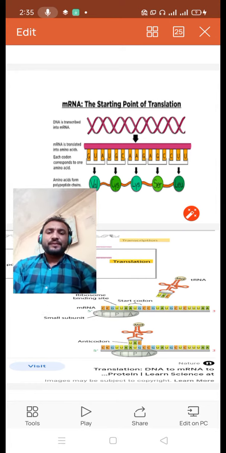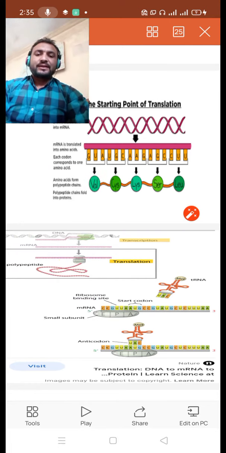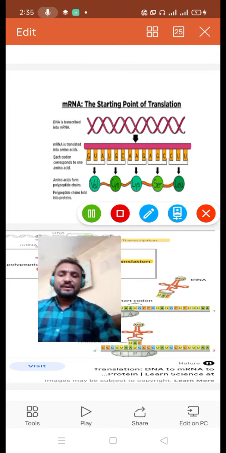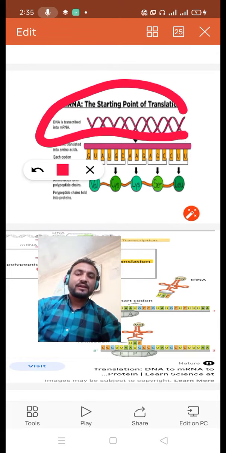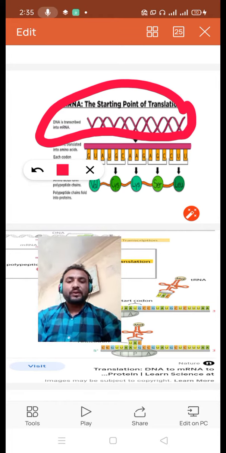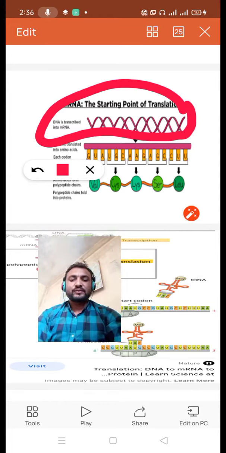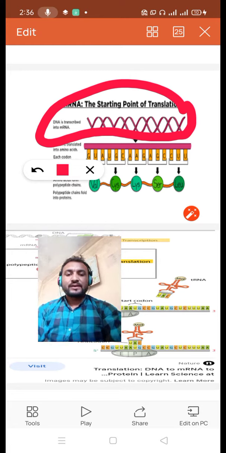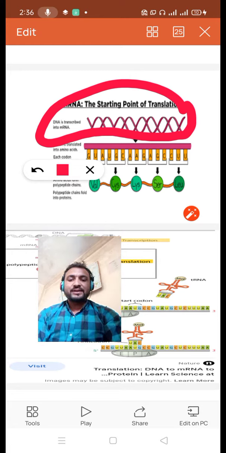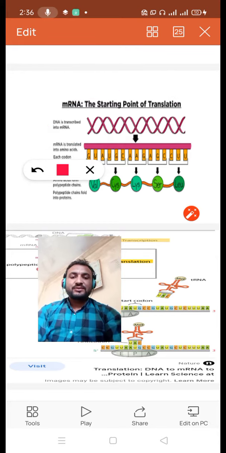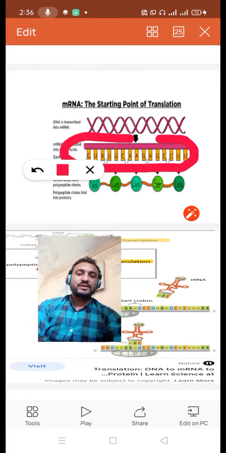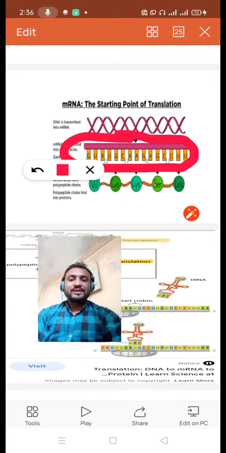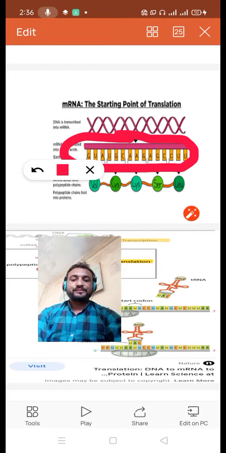In this diagram, you can see here the DNA is double stranded. This is the DNA, which consists of long polynucleotides, made of two strands. That's why DNA is called the double helix. While you can see here, this is the RNA, which consists of a single strand. This RNA is called the messenger RNA, which is formed from the DNA.